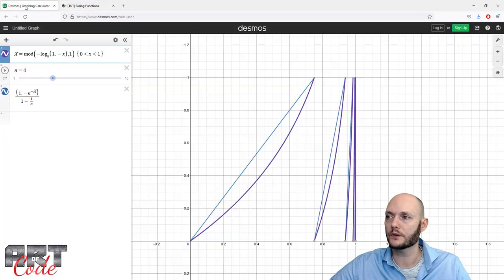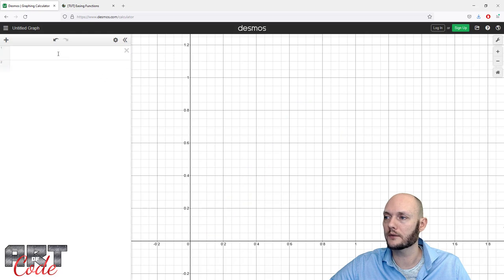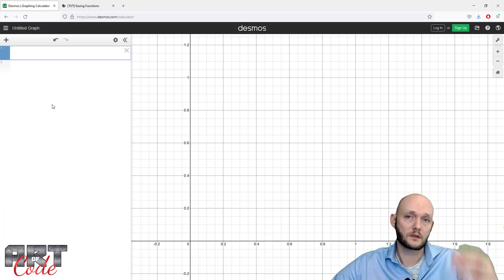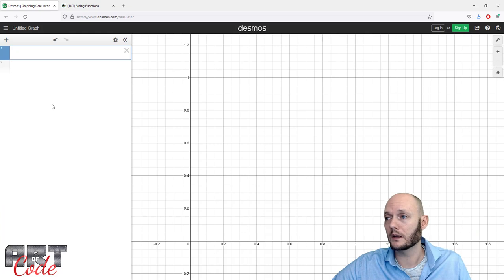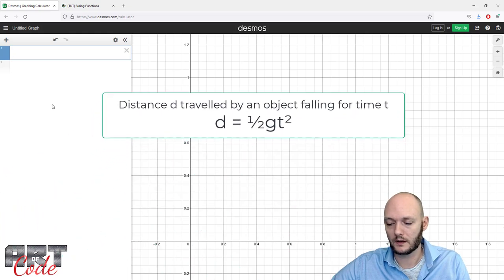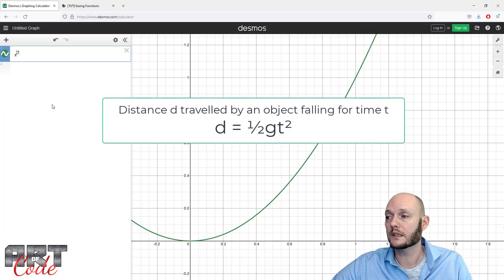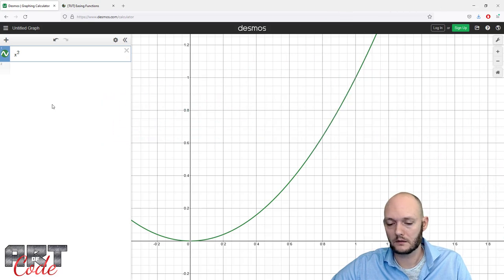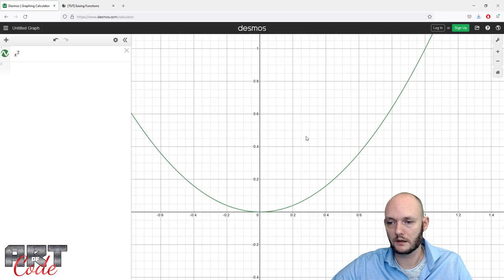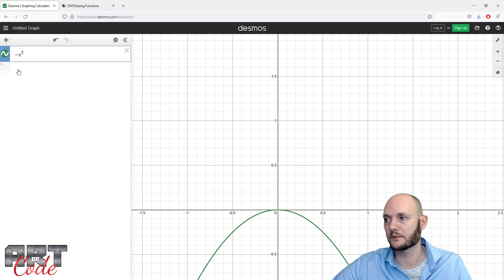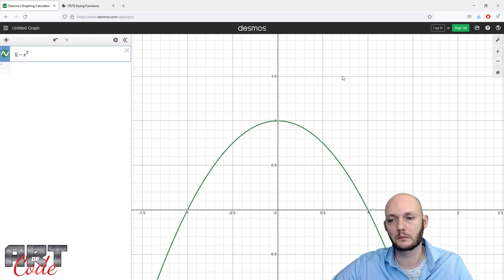Let's go to Desmos, which is another great graphing tool that you can use. It's free, and I highly recommend it. For a bounce, if you drop a ball or whatever, falling objects follow an acceleration that is based on a parabola, on something squared. So we can use that. This is a normal parabola here, and I'm going to turn it around by sticking a minus in front of it, and then adding a one to move it up.